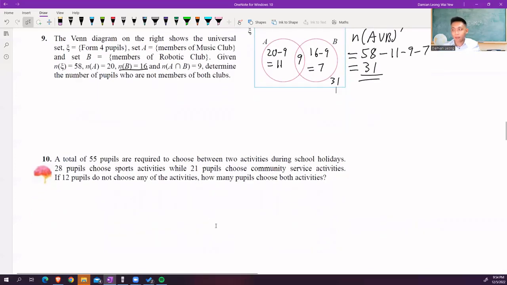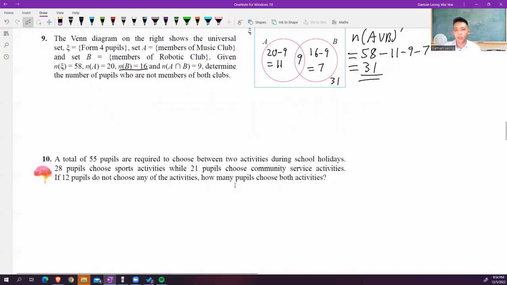Then question 10. A total of 55 pupils are required to choose between 2 activities during school holidays. Okay. 28 pupils choose sports activities, while 21 pupils choose community service activities. So if 12 pupils do not choose any of the activities, how many pupils choose both activities?